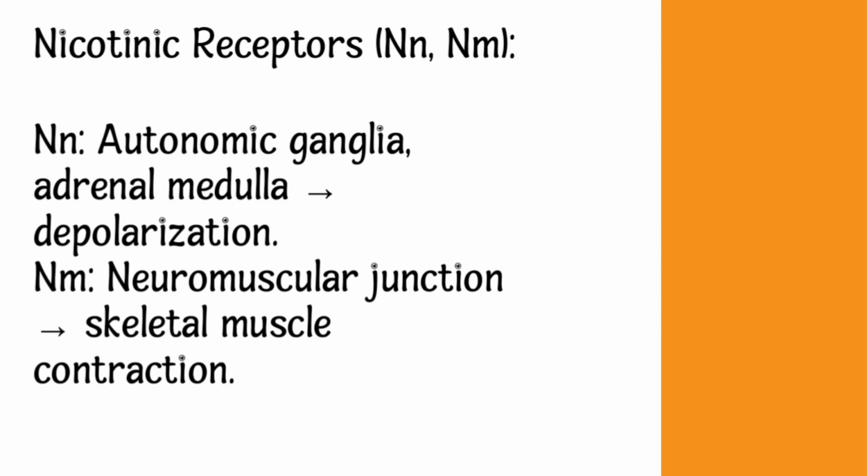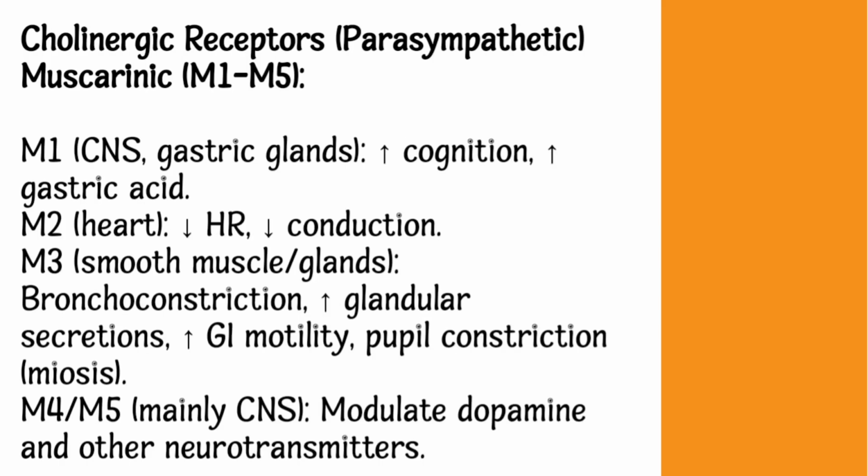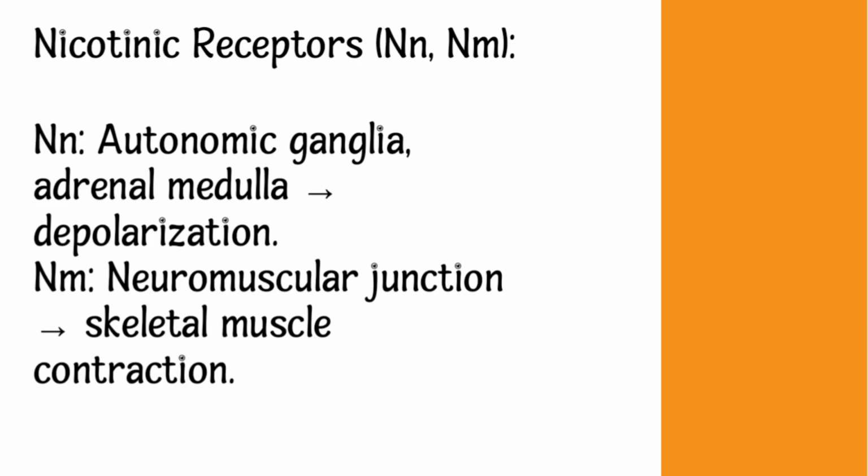So these nicotinic receptors, they still fall under cholinergic receptors, so they are parasympathetics. Now, for the nicotinic receptor, we have two groups. We have the NN and the NM. Now, the big N stands for nicotinic, while the small n stands for neuronal, while the small m stands for muscular. So the NN, that's the nicotinic neuronal receptors, they are located in the autonomic ganglia, also in the adrenal medulla, and they cause depolarization.